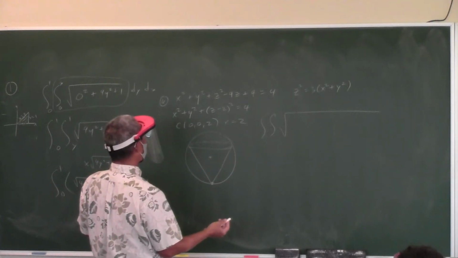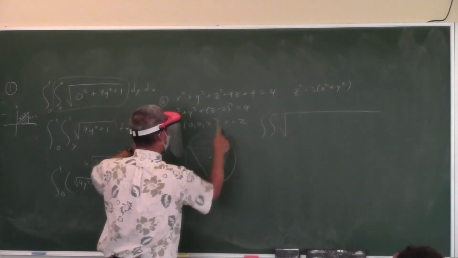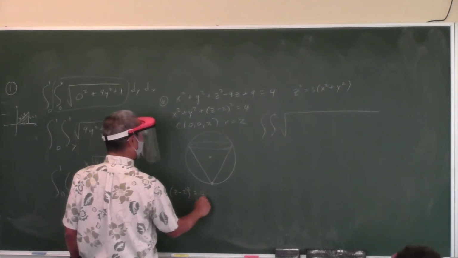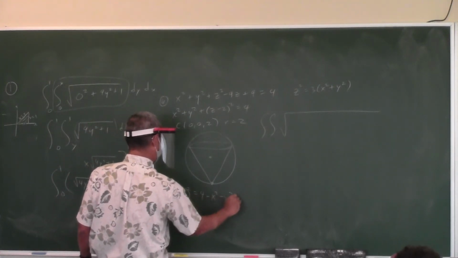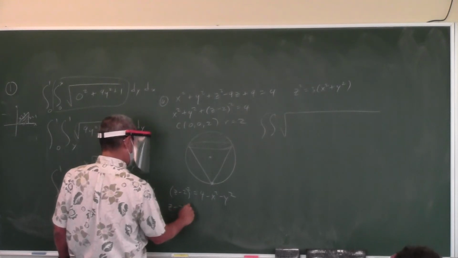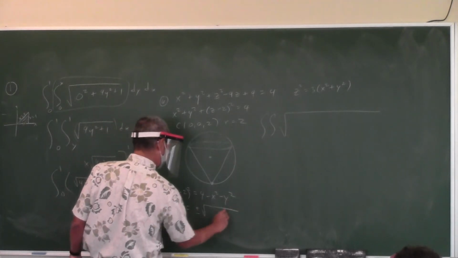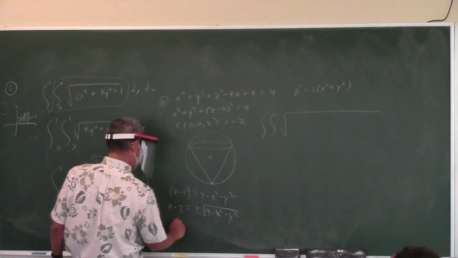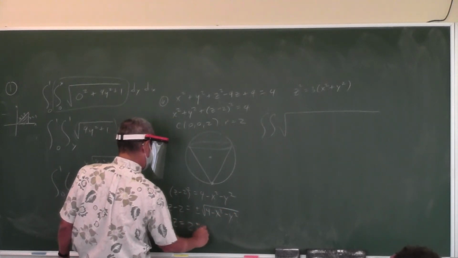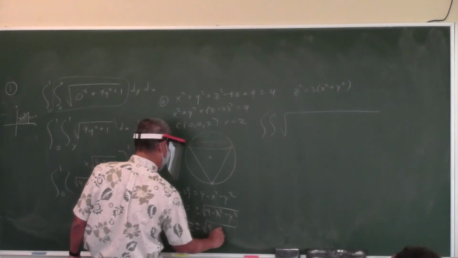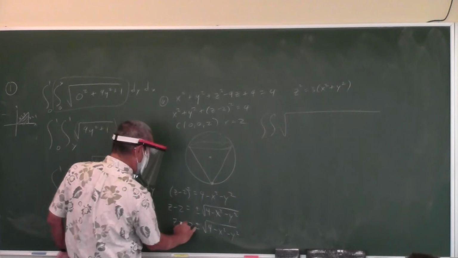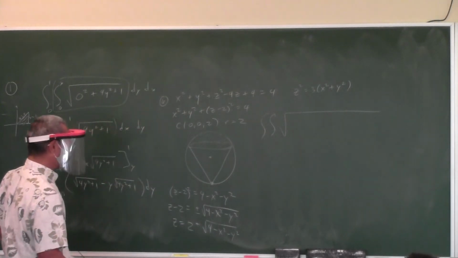Okay, the easiest way to solve for z, I think, is from this equation here. So, z minus 2 squared is equal to 4 minus x squared minus y squared. Z minus 2 is equal to plus or minus the square root of 4 minus x squared minus y squared. So z is equal to 2 plus or minus the square root of 4 minus x squared minus y squared. But since it's the upper half of the sphere, we're just doing the plus, right?